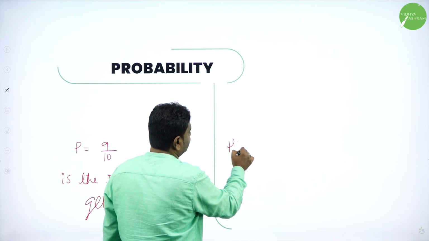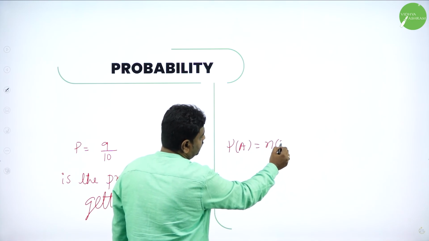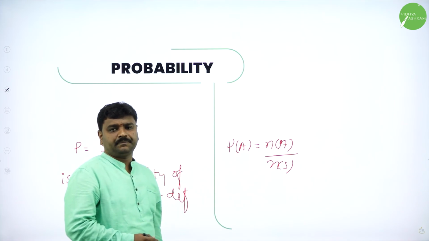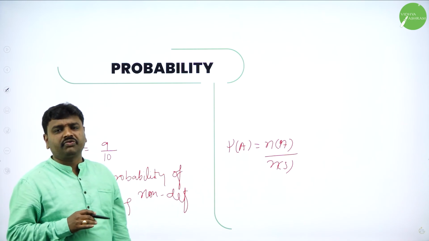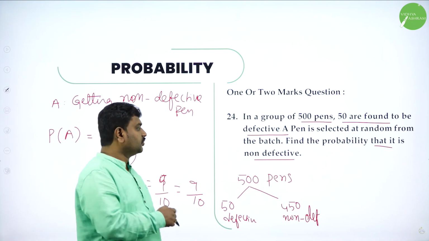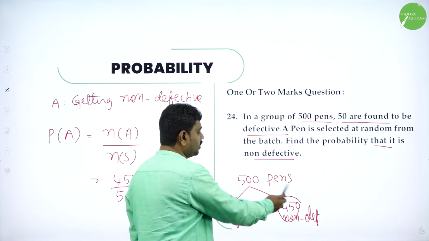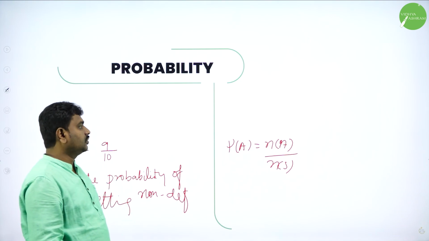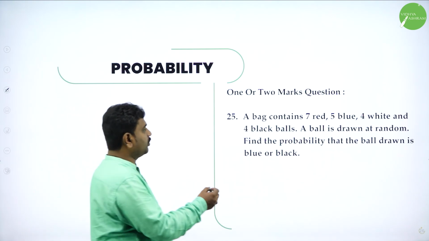So we use the formula P of A is equal to n of A by n of S. I told you what is meant by probability: favorable by total. So you should get a non-defective pen. Out of 500, they told 50 are defective. So if 50 are defective, the remaining are non-defective, and you have to select from the non-defective. So by this, we have one more problem.